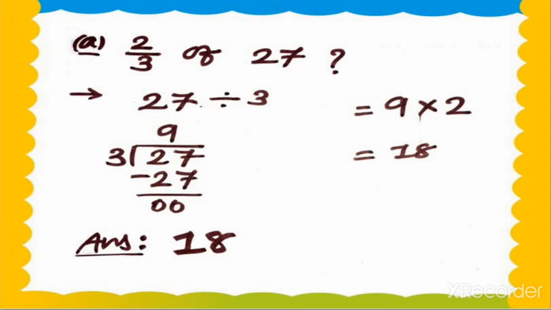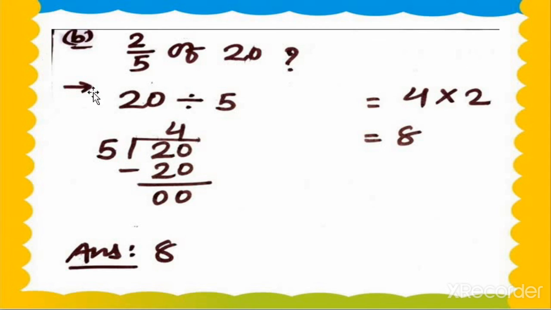Now we move on to question number 2. 2/5 of 20. What, my dear students? 2/5 of 20. Okay. Today we are going to learn only 2 questions, and further questions we are going to learn in the next session. Understood? So now the last sum, 2/5 of 20. 20 divided by 5.